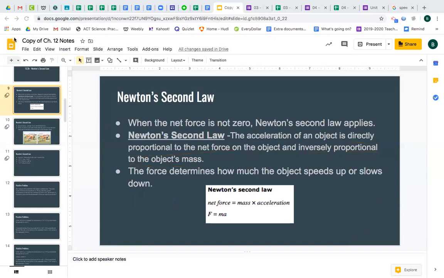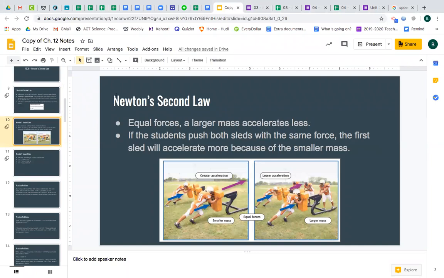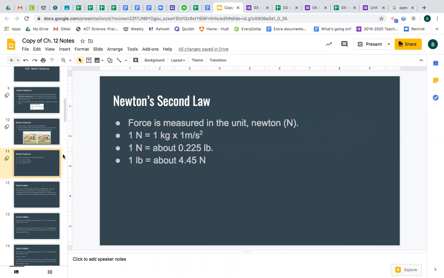If you think about it, with equal forces, a larger mass is going to accelerate less than a smaller mass. So if you push with 50 newtons on a big box versus a small box, the big box is going to move less. That's just a reality check for this. I can see this, I can put this into action, I can conceptualize this idea. Then we add numbers to it.